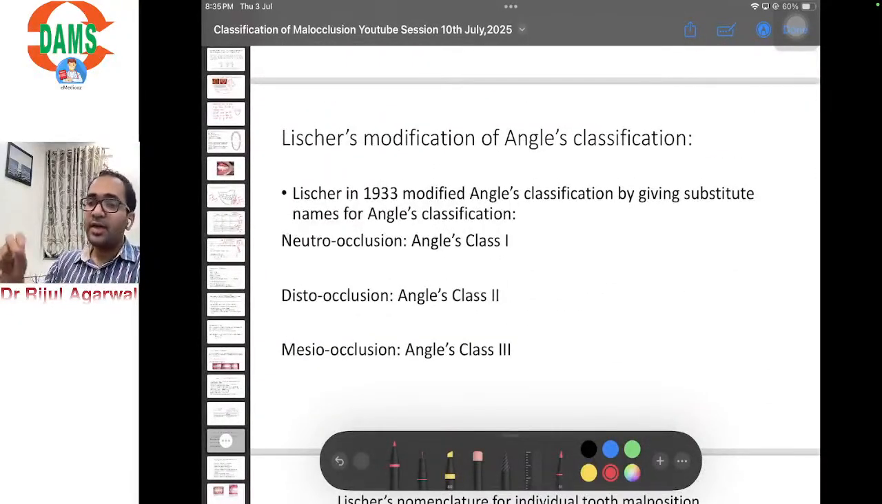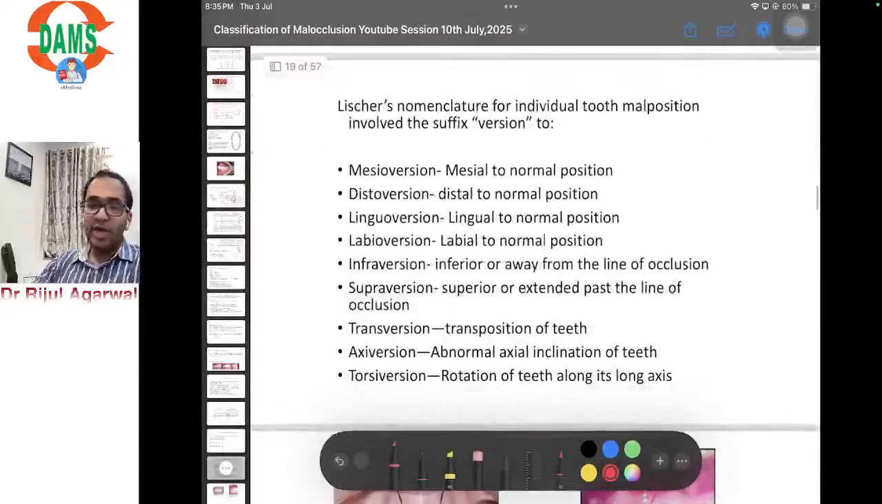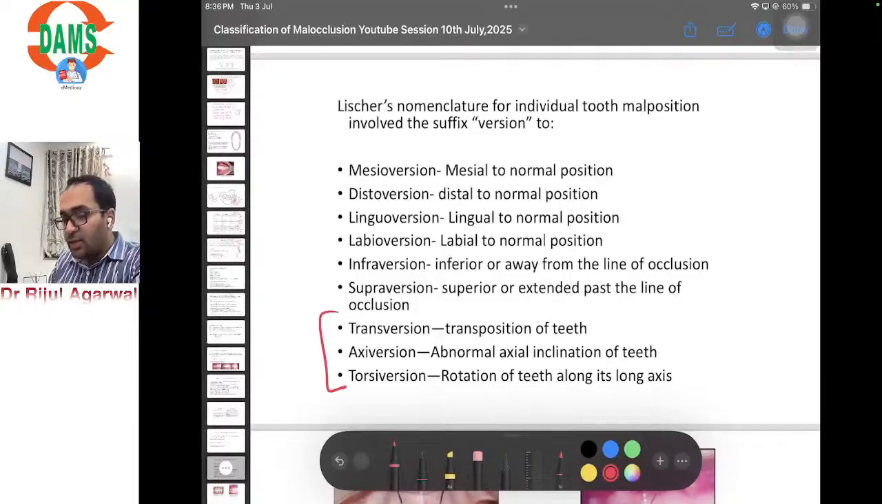He classified individual tooth position malocclusion as well. For individual tooth position, he added the term version to it. For mesial to normal position, mesioversion; distal to normal, distoversion; lingual, linguoversion; labial, labioversion. If the tooth is intruded, infraversion. If it's supraerupted, supraversion. These are easy. The last three become your exam questions.